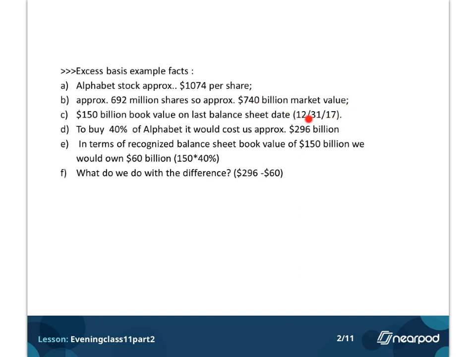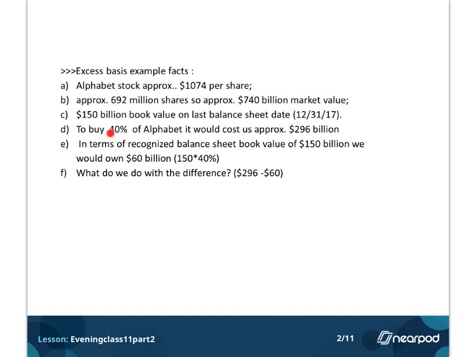On the balance sheet date closest to the date I pulled this $1,074 per share, the books had a book value of equity of $150 billion. So the market value of the company is $740 billion. The book value, and this is the net assets of the company, when we refer to the book value of a company in total, it's basically the value of the equity, right? Assets minus liability. So the book value is $150 billion.